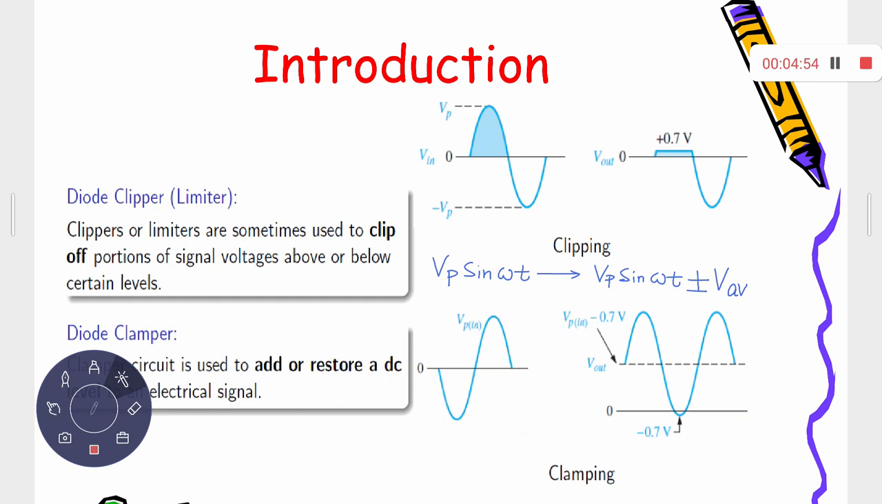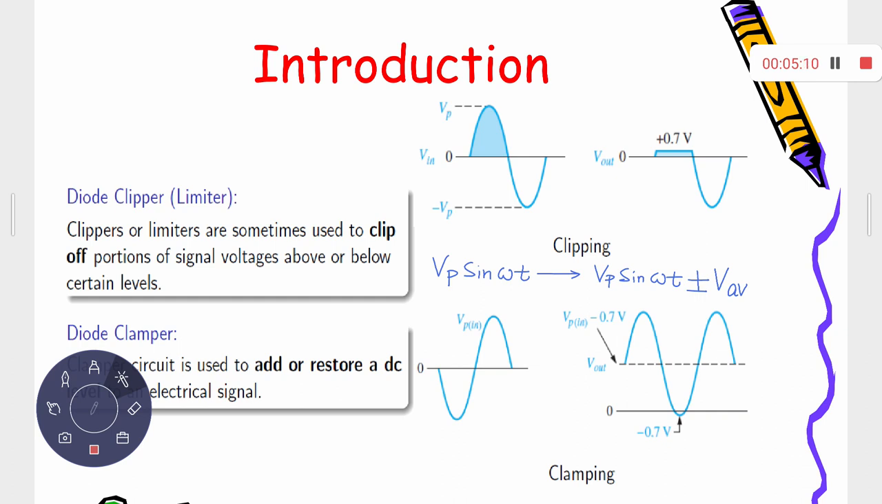You have a sinusoidal signal. Here also you have a sinusoidal signal. But this sinusoidal, here you find that this is riding on zero DC. And for this clamping operation, you'll see that this is riding on a positive DC or on a negative DC.